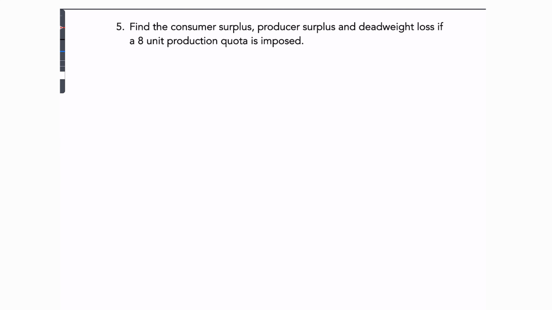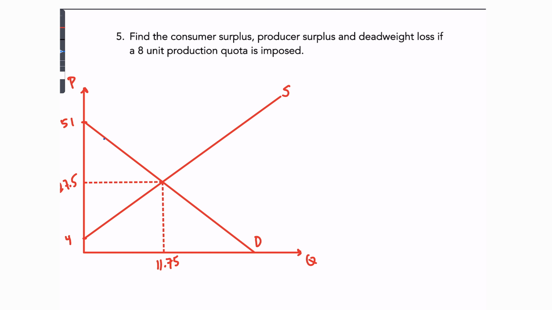Question number 5, you're asked to find the consumer surplus, producer surplus, and deadweight loss if an 8-unit production quota is imposed. Okay, so a production quota is a vertical line on the quantity function that limits the amount of quantity. And by limiting the quantity, it drives up the price. So the new price would be where this hits the demand equation.